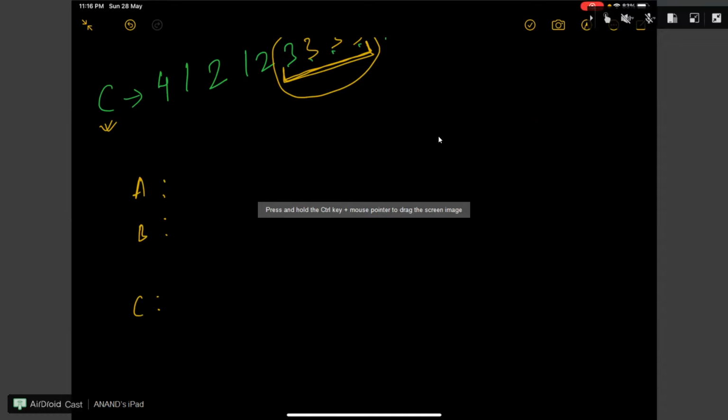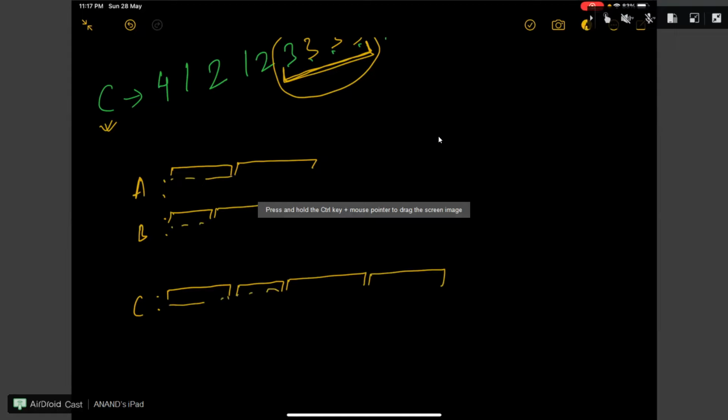So the C array will look something like this. First of all, it will consist of some consecutive elements of A, then some consecutive elements of B, then again some consecutive elements of A, and then again some consecutive elements of B. So it will kind of alternate like this. First you write some consecutive elements from A, then some from B, then again from A, and then again from B.